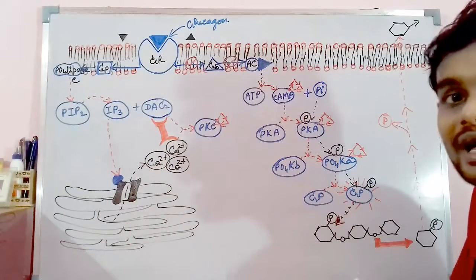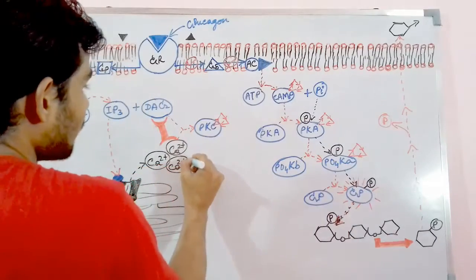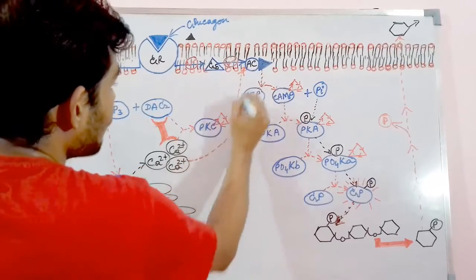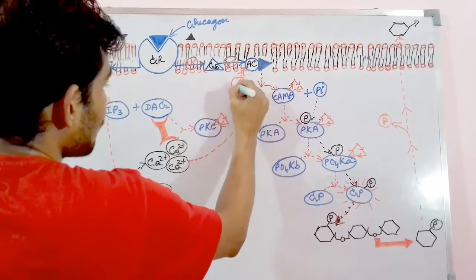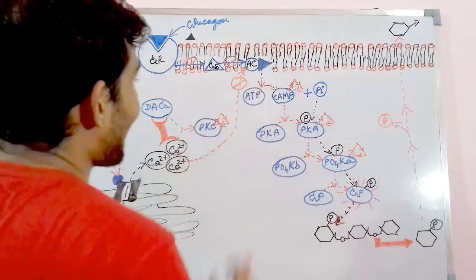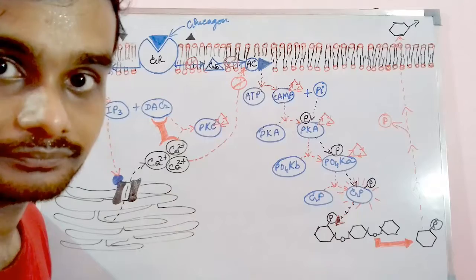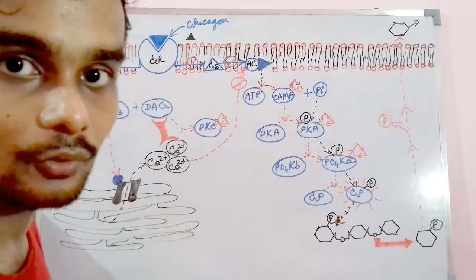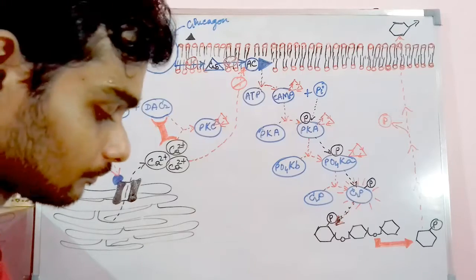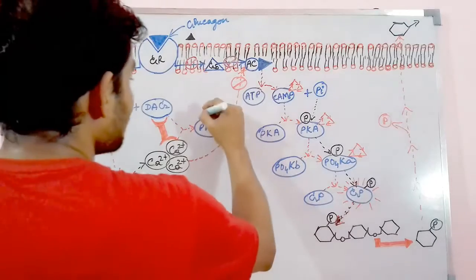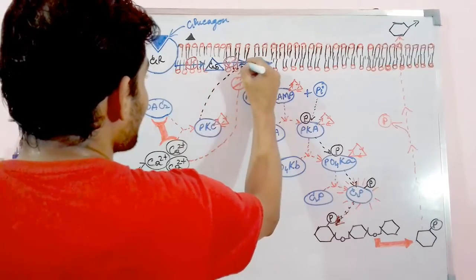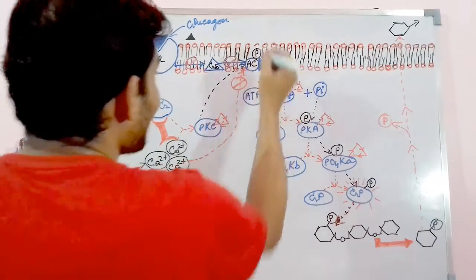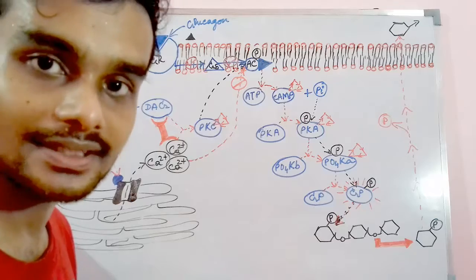These calcium double positive ions would directly block or stop the pathway of adenyl cyclase activation. Okay, and this protein kinase C, the activated protein kinase C molecule, would help in the phosphorylation. This activated protein kinase C would help in phosphorylating the adenyl cyclase enzyme or adenyl cyclase molecule.